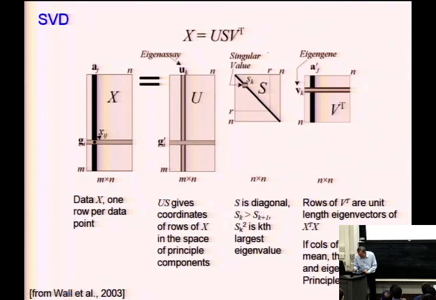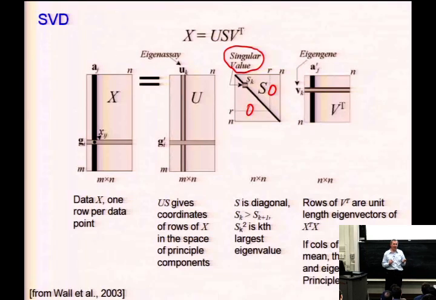The easiest one to think about is S, because S is a diagonal matrix. It has zeros off the diagonal everywhere. And it's an n by n. Remember, n was the original dimension of the data. And each of the values in S is an eigenvalue for one of the eigenvectors. V transpose is another matrix where the rows of that are the eigenvectors of X transpose X, which is the covariance.